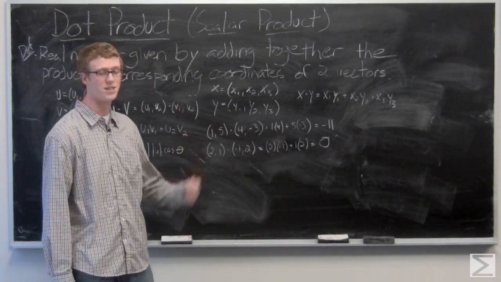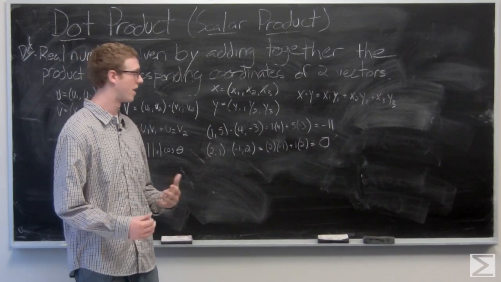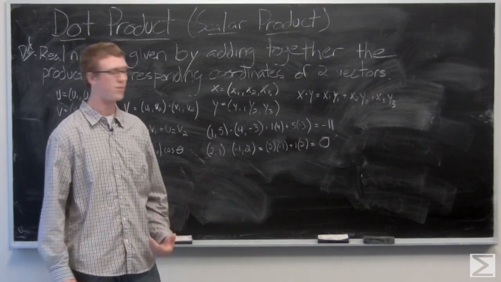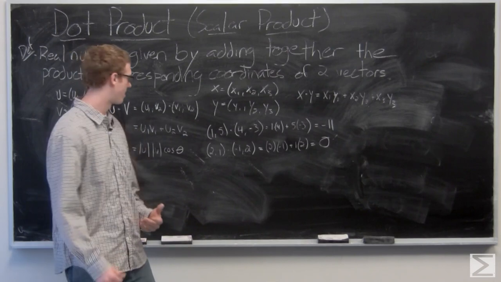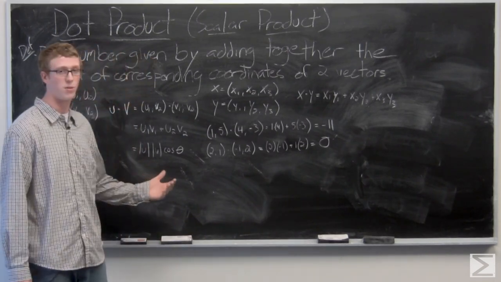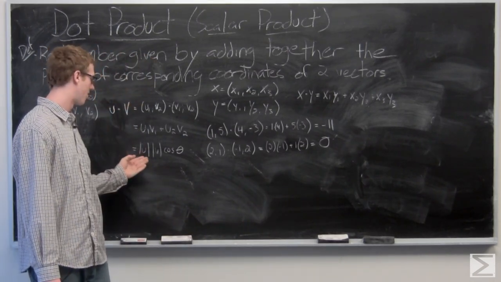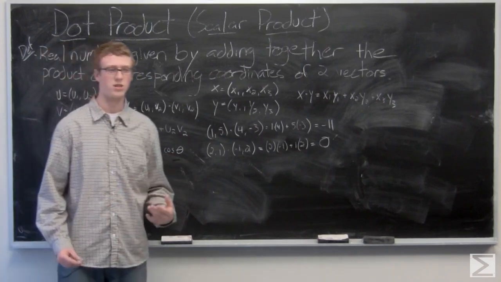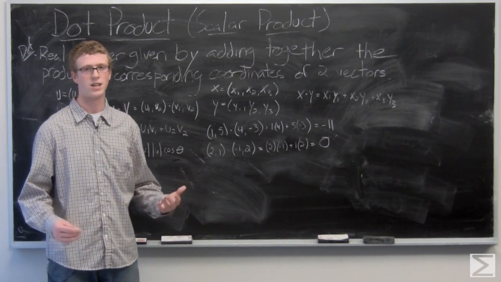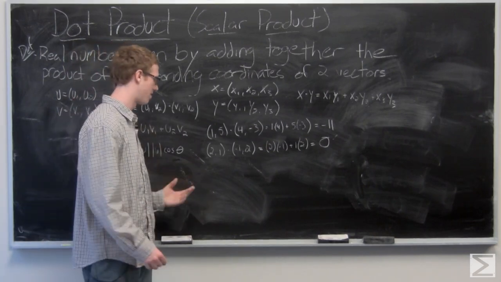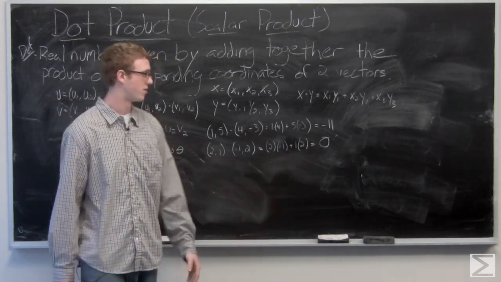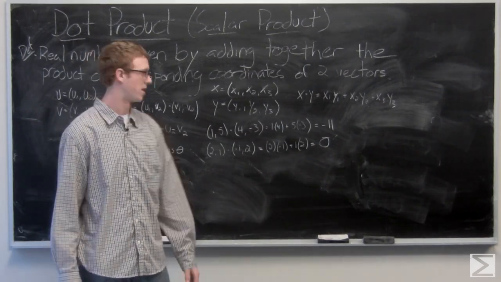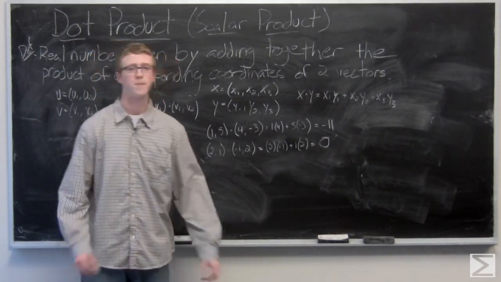Now, we can see that perpendicular vectors, the angle between them is going to be 90 degrees. Makes a lot of sense: when you have perpendicular vectors, you can't have a vector with no magnitude, so the cosine of theta must be 0. Well, cosine of theta at 90 degrees is 0. Makes sense that it follows that the dot product of perpendicular vectors is going to be 0.